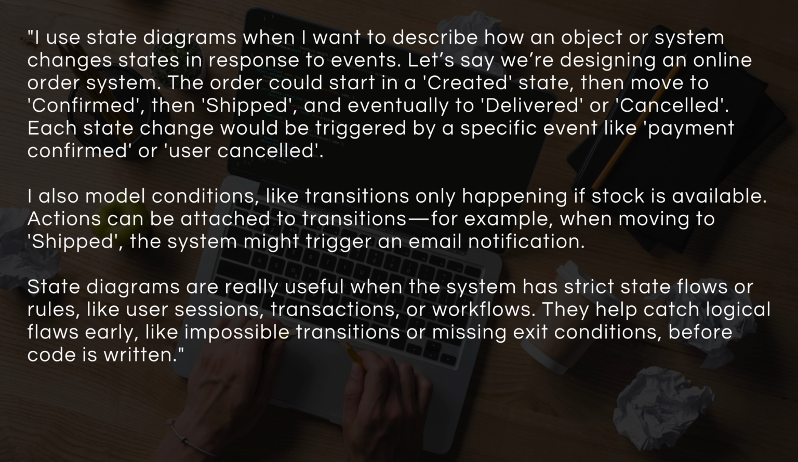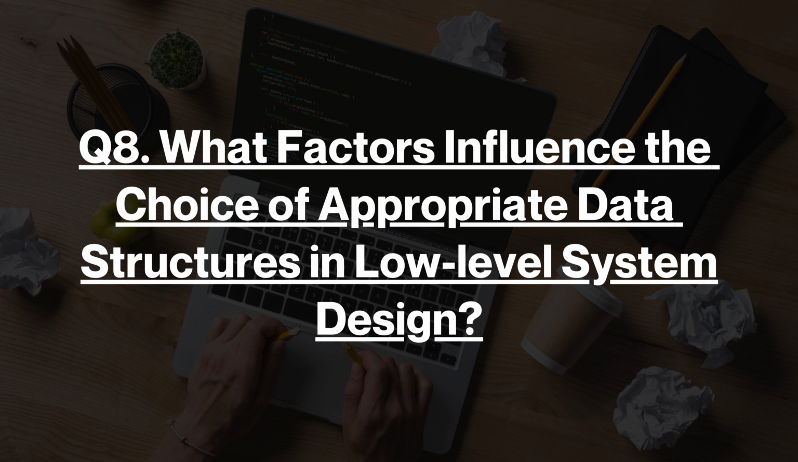State diagrams are really useful when the system has strict state flows or rules, like user sessions, transactions, or workflows. They help catch logical flaws early, like impossible transitions or missing exit conditions, before code is written. Question number 8. What factors influence the choice of appropriate data structures in low-level system design?